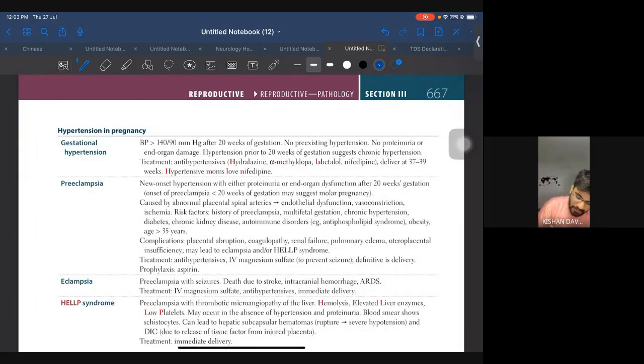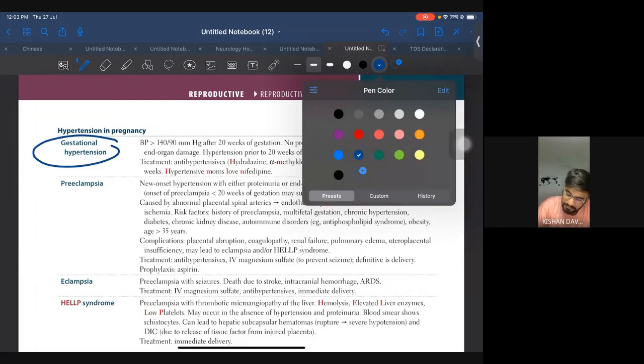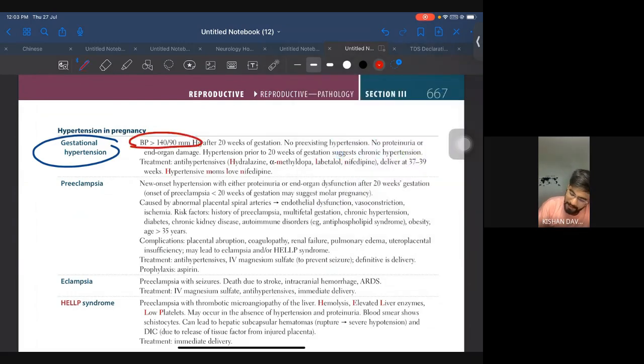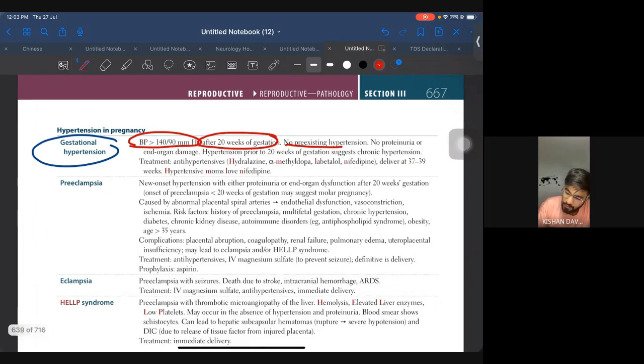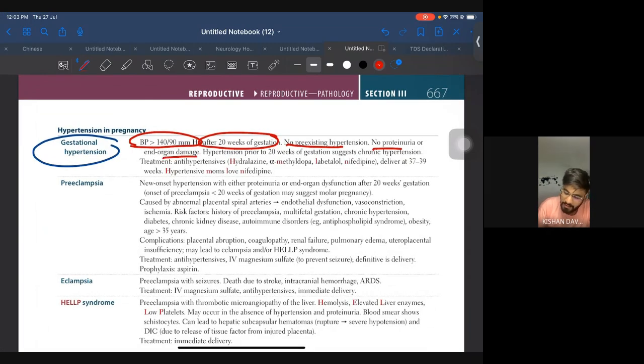Hypertension in pregnancy, gestational hypertension: BP greater than 140/90 after 20 weeks of gestation. No pre-existing hypertension, no proteinuria, no end organ damage. Hypertension prior to 20 weeks of gestation suggests chronic hypertension.